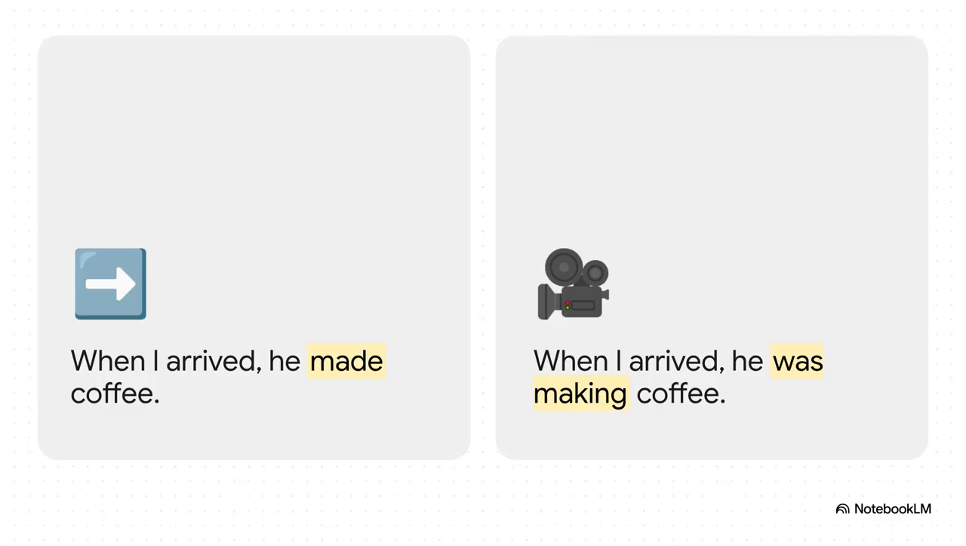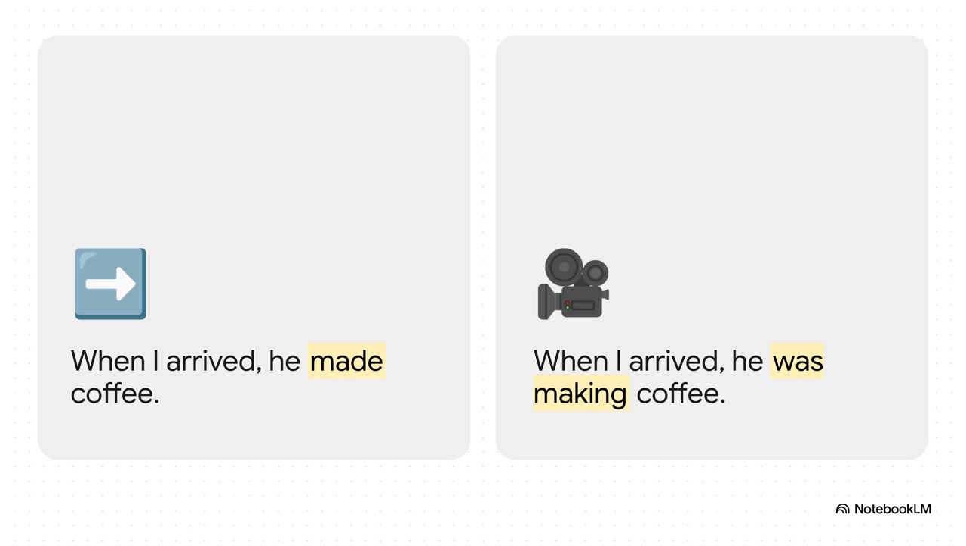Okay, so check this out. On the left, we've got, "When I arrived, he made coffee." This sounds like a sequence, right? Step 1, I showed up. Step 2, then he started making the coffee. Action, then action. Simple. But look at the one on the right.